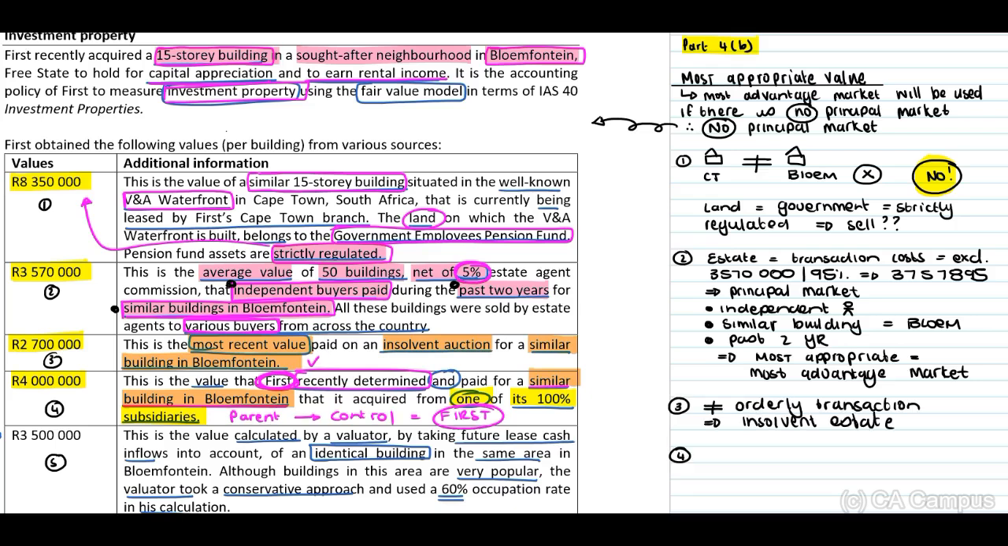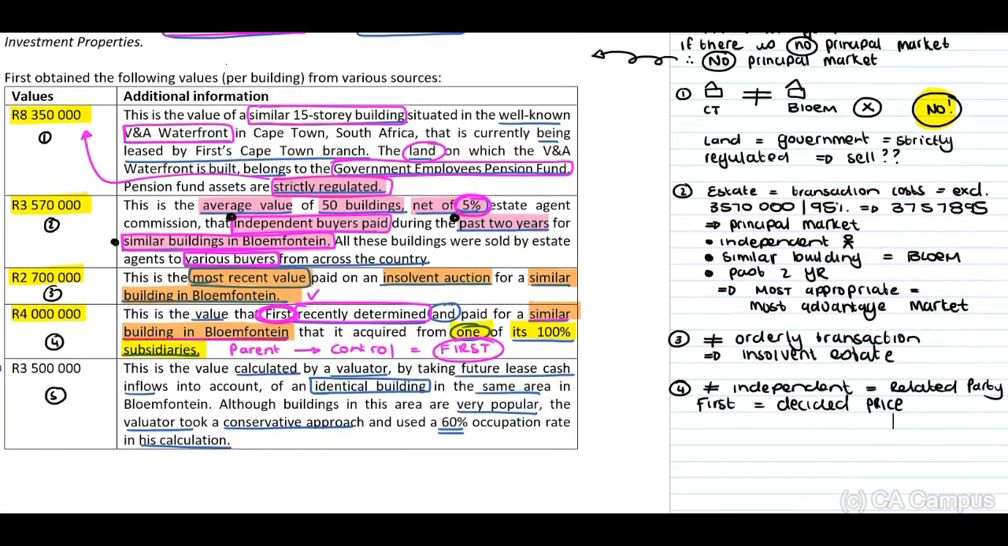Number 4, this is not independent because this is a related party and First actually decided on the price. Therefore, First sort of sold the property to itself for 4 million. Therefore, this is not independent. This is not a principal market. Right, you with me on that one?